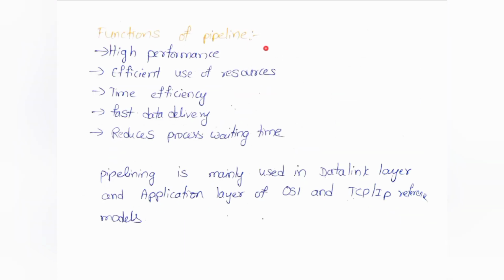These are the functions of the pipeline: high performance, efficient use of resources, time efficiency, and fast data delivery, and it reduces the process waiting time. Pipelining is mainly used in the data link layer and application layer of the OSI and TCP/IP reference models. We will use this pipelining technique for the two noisy channel protocols, that is the Go-Back-N and Selective Repeat ARQ protocols.